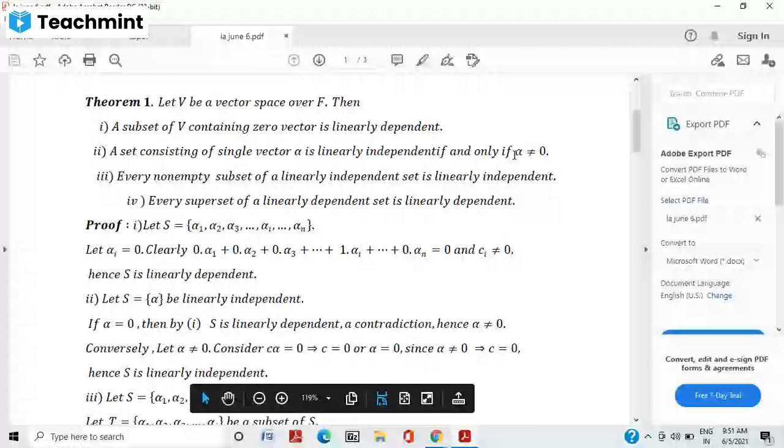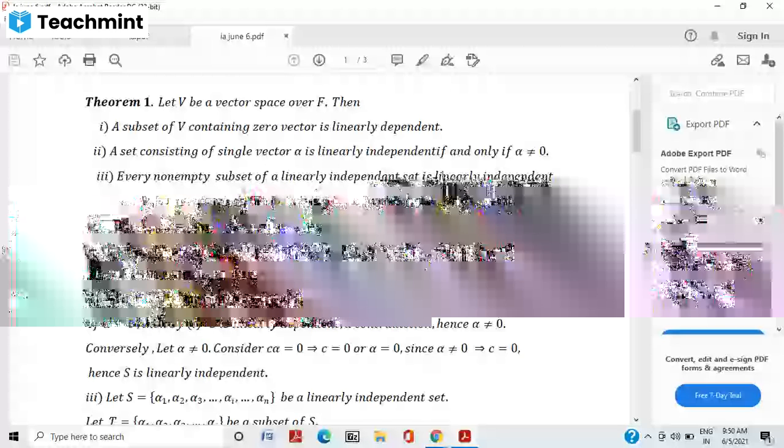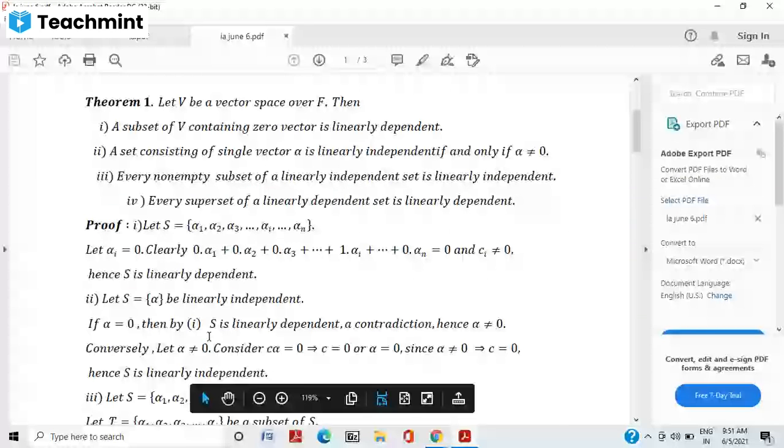Alpha equal to 0 means what will we get? By the previous condition, the first condition, if it contains a 0 vector, it will become linearly dependent. But we assumed it is linearly independent. It's a contradiction. Then what do we get? Alpha not equal to 0.